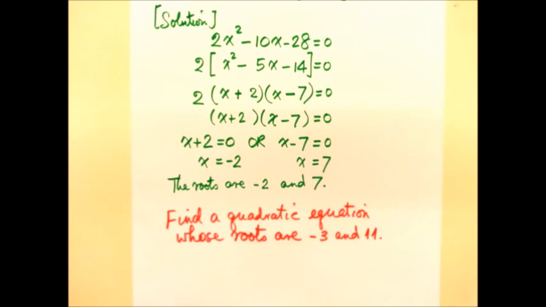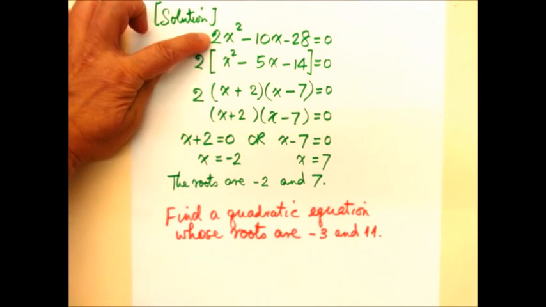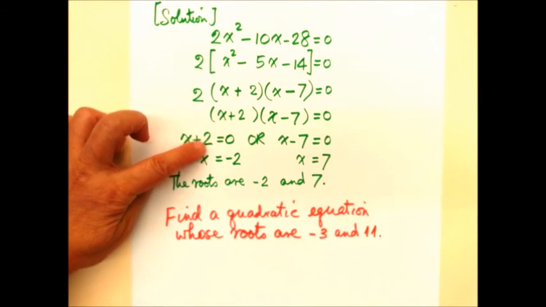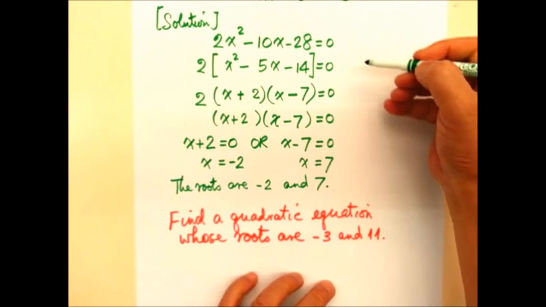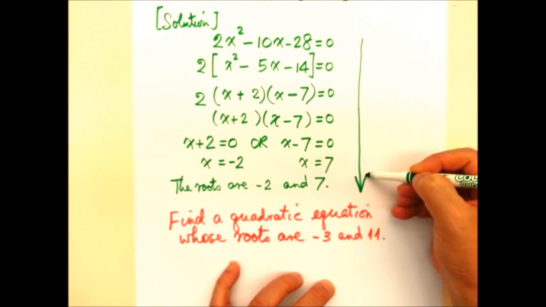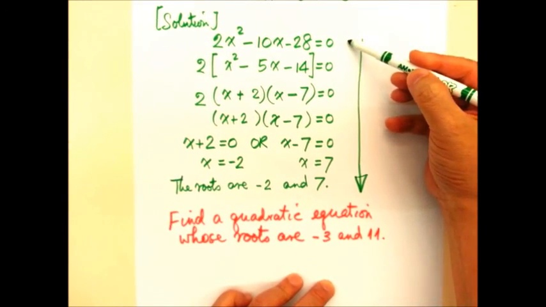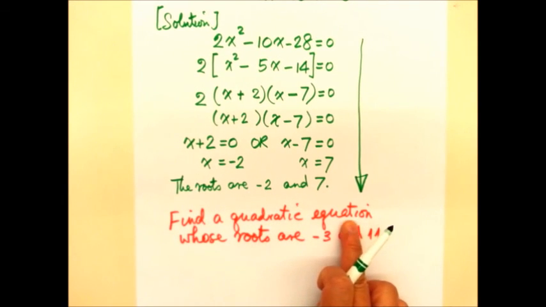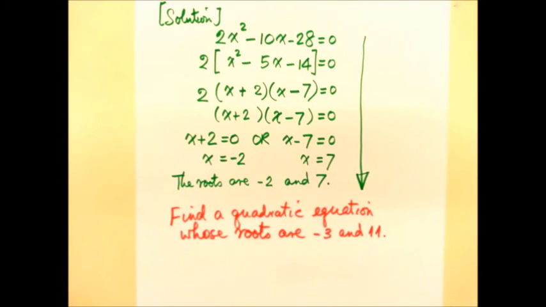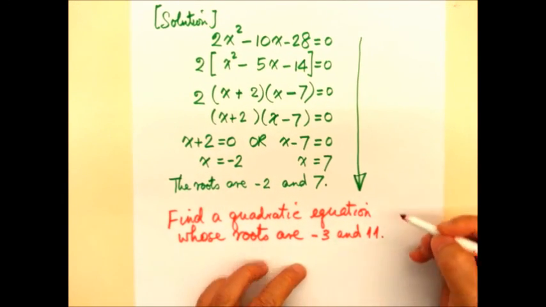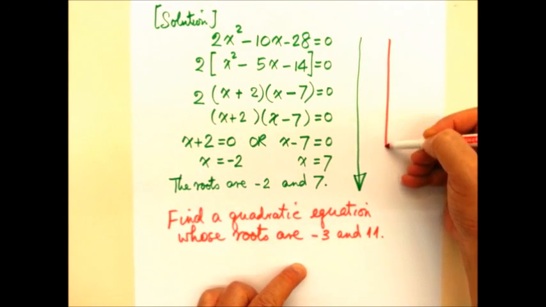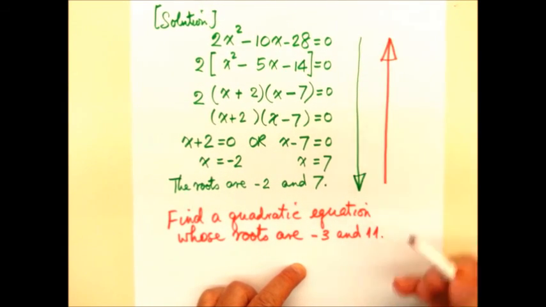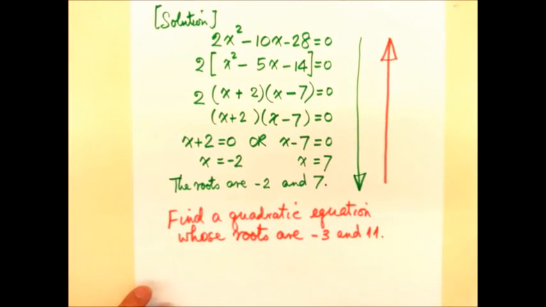Now you can see that in the first example, we have the equation and we go to find the 2 roots. That means in this direction, right? From the equation to the roots. But now you are given the roots and we want to find back the quadratic equation. That means we're going to work in the reverse direction, like this. Okay, now start.